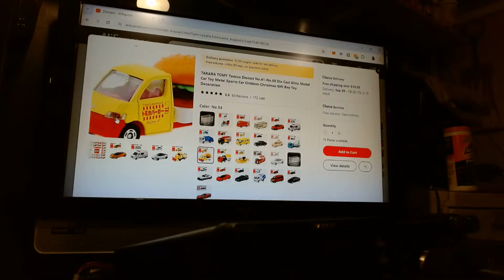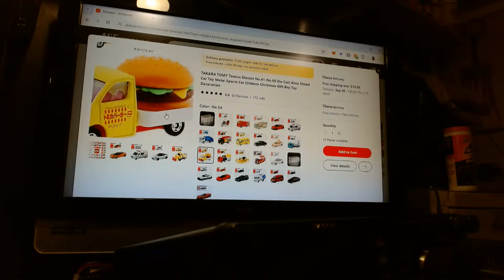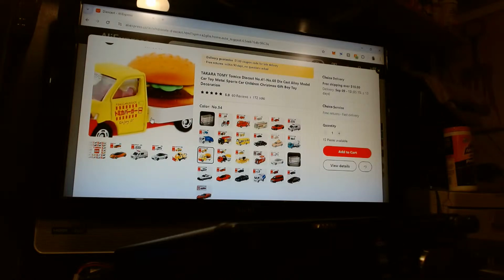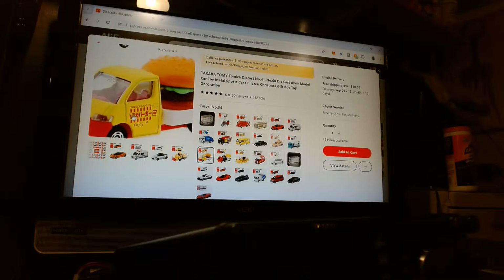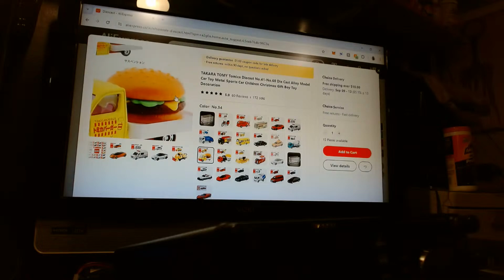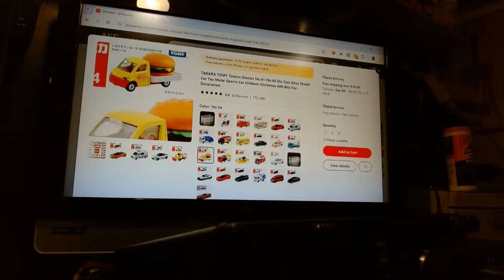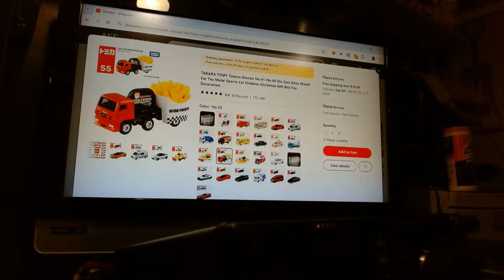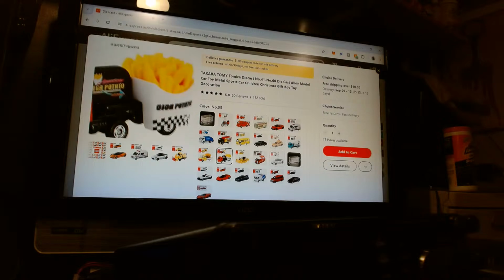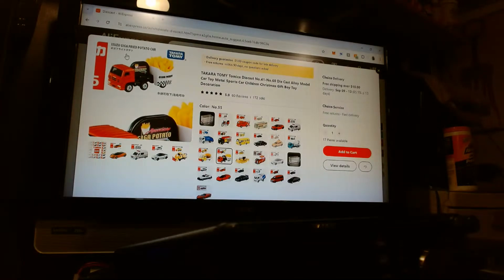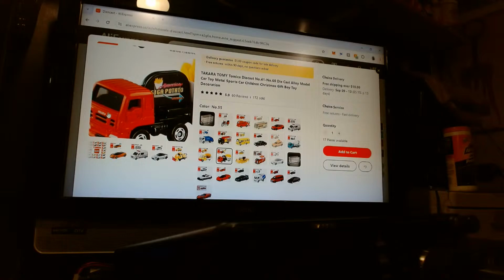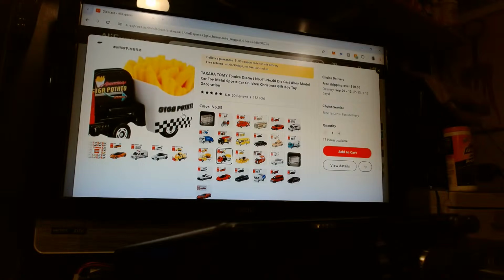So it's just a small scale. Well, it's like a van or a small scale truck. Well, it's actually more of a van with a big burger, and this is on 1/64 scale. And then you have one with the fries, Giga fried potato car, Giga potato. I get a kick out of these vehicles.